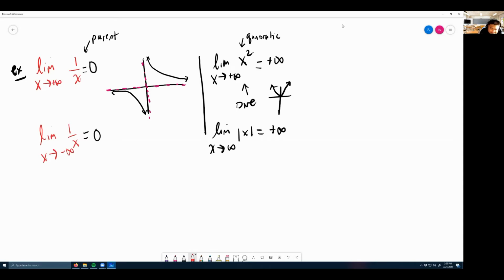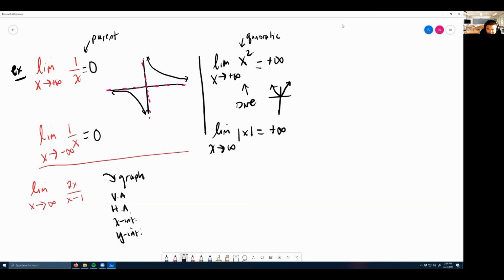Let's go back over here. Something a little bit more complicated. Now, let's pretend for a moment that we don't have a graphing calculator, and let's just graph it from what we remember several months ago. When you had to graph this, you had to find the vertical asymptotes, the horizontal asymptotes, and also the x-intercepts and the y-intercepts. And honestly, for our purposes, this is all we need. This was several months ago.